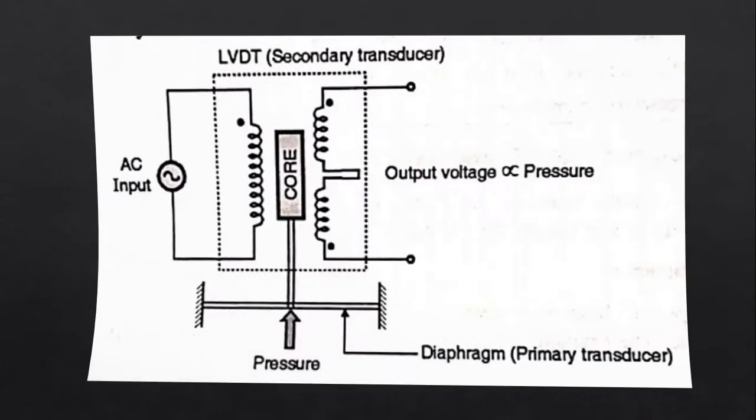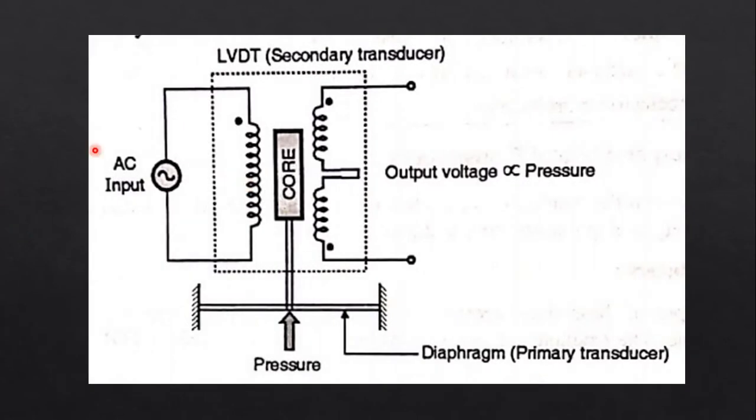So here is the figure in which this diaphragm acts as a primary transducer, because whenever pressure is applied on this diaphragm, the diaphragm is going to move in a forward or backward direction according to the value of pressure. So this transducer transforms the pressure energy into mechanical energy. That is why this diaphragm is called a primary transducer.